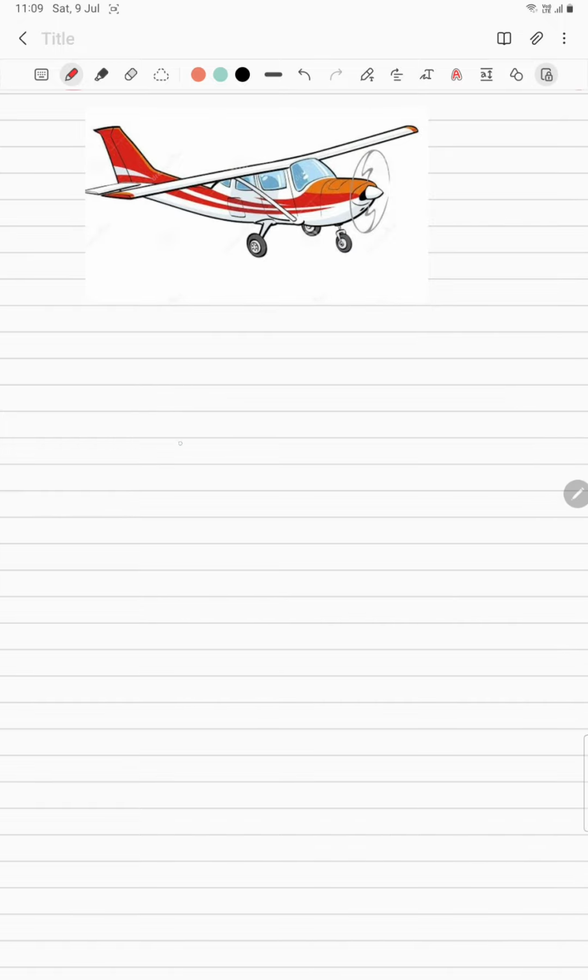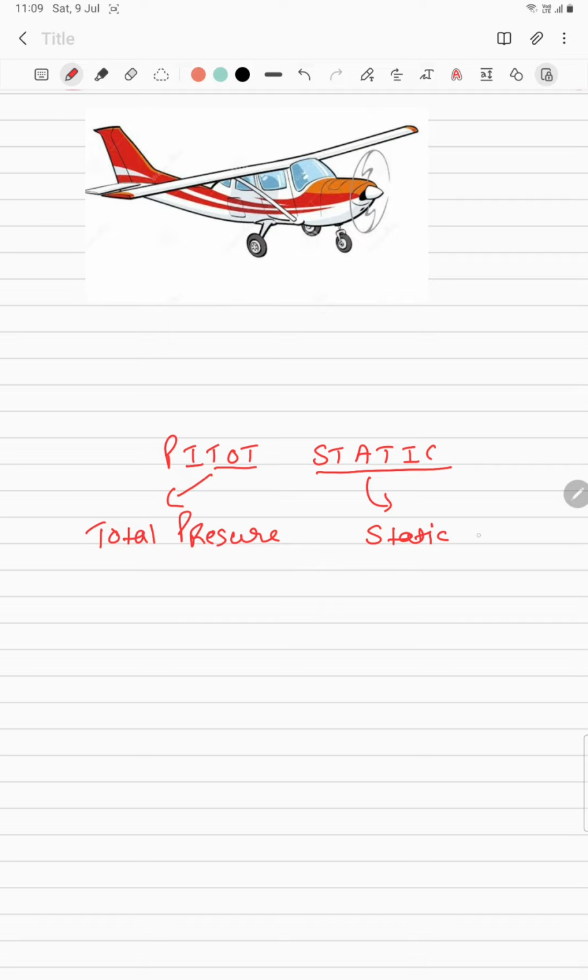Now guys, see the word Pitot static. What does it mean? Guys, see, Pitot means the total pressure. As the name says, P-tot means total, and Pitot is the total pressure acting on the aircraft, and the static pressure is simply your atmospheric pressure which is acting.